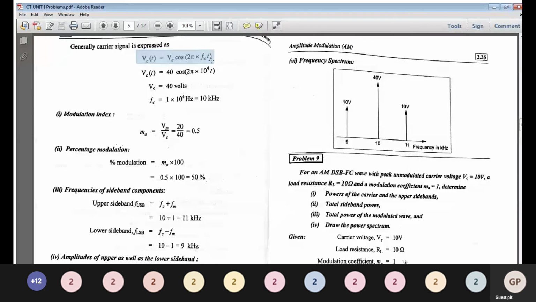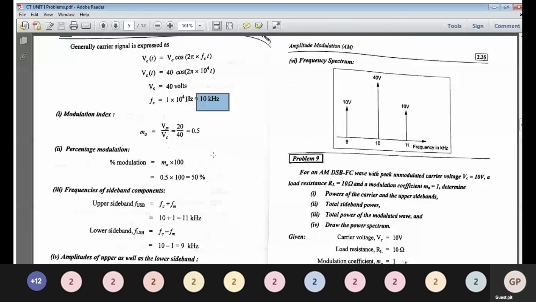Next we write the carrier signal. Vc of t is equal to Vc cos 2 pi fc t, that is 40 into cos 2 pi fc t. So compare these two equations. The voltage value is equal to 40. The frequency value fc is equal to 10 power 4, that is 10 kilohertz. That's all. So we have identified the parameters from the given equation.